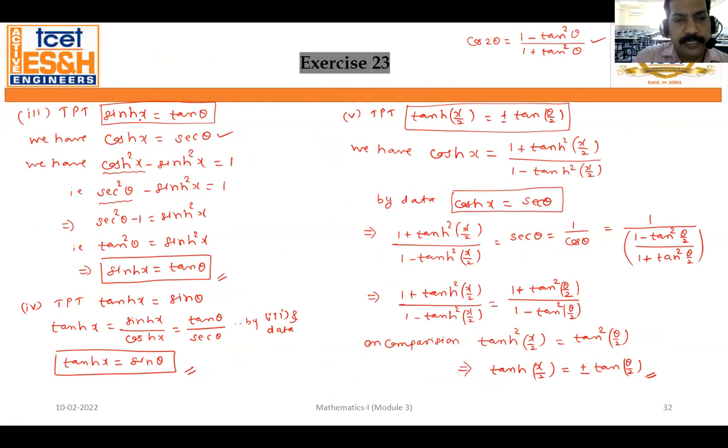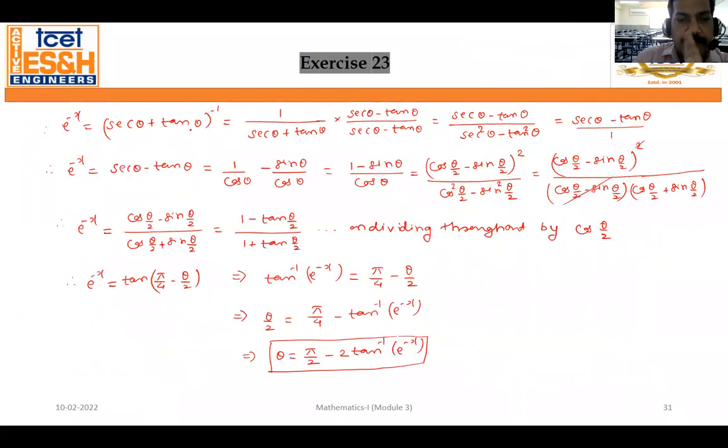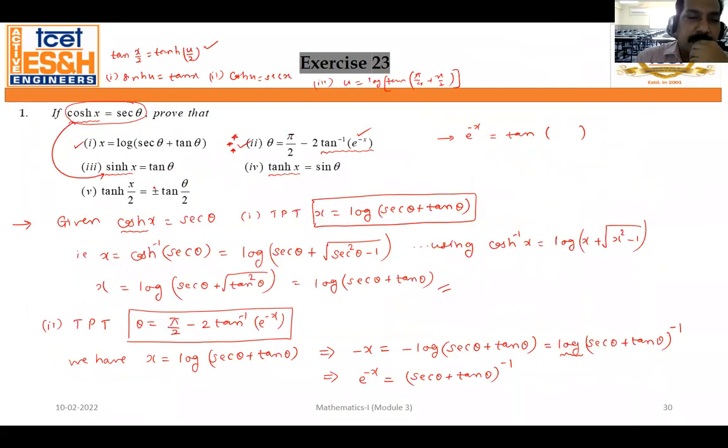देखो, तो to prove this sin hyperbolic of x is equal to tan theta, we have cos hyperbolic of x is equal to sec theta. तो cos hyperbolic square minus sin hyperbolic square is equal to 1. मतलब sec square theta minus sin hyperbolic square of x is equal to 1. So sec square theta minus 1 is equal to sin hyperbolic square of x. Sec square theta minus 1 is tan square theta is equal to sin hyperbolic square of x. That means sin hyperbolic of x is equal to tan theta. आ गया. Done. तो कितना आसान है? Okay? कितना आसान है? Simple.